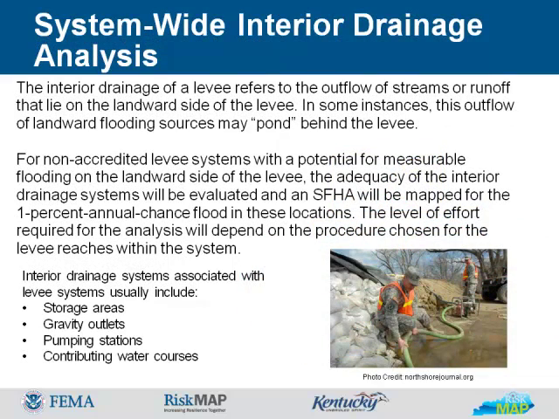The interior drainage of a levee refers to the outflow of streams or runoff that lie on the landward side of the levee. In some instances, this outflow of landward flooding sources may pond behind the levee. For non-accredited levee systems with a potential for measurable flooding on the landward side of the levee, the adequacy of interior drainage systems will be evaluated and a special flood hazard area will be mapped for the 1% annual chance flood in these locations. The level of effort required for the analysis will depend on the procedure chosen for the levee reaches within the system. Interior drainage systems associated with levee systems usually include storage areas, gravity outlets, pumping stations, and contributing watercourses.